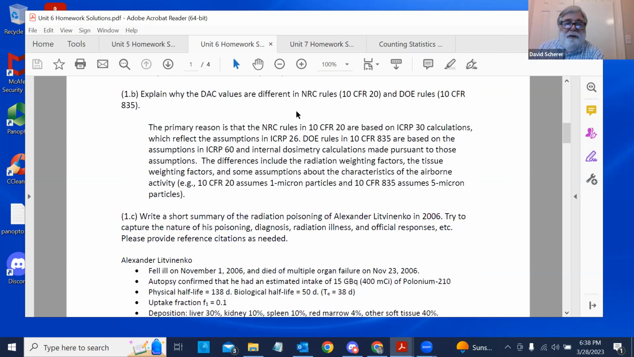Why are the DAC values in the NRC different from the DOE? This is again narrative. I don't really want to spend a lot of time on the narrative issues. Largely, a lot of it is because they were based on different assumptions. They were adopted at different times. The NRC adopted their approach around 2000. Well, no, about the 70s.